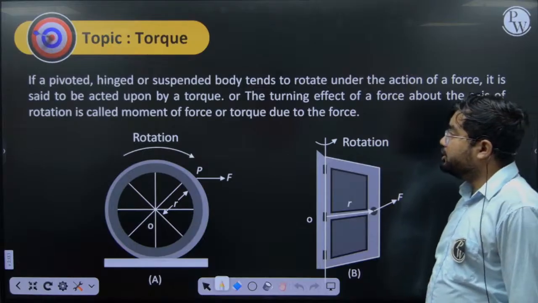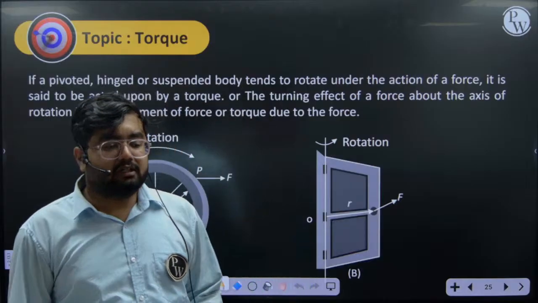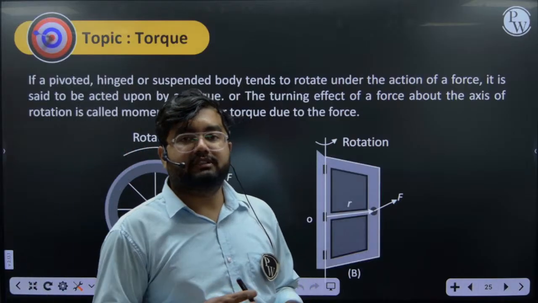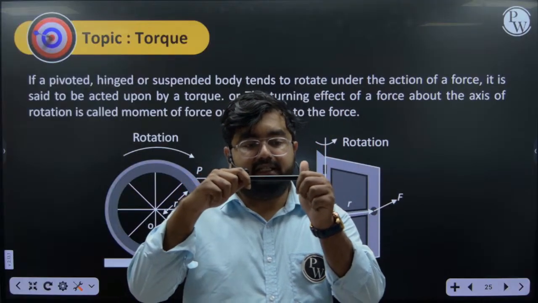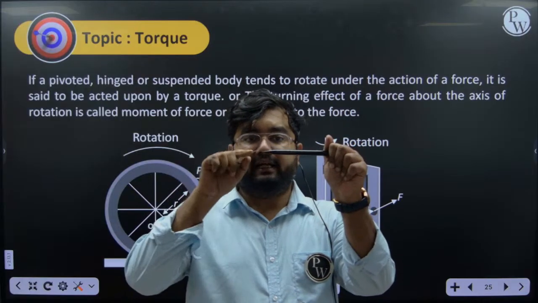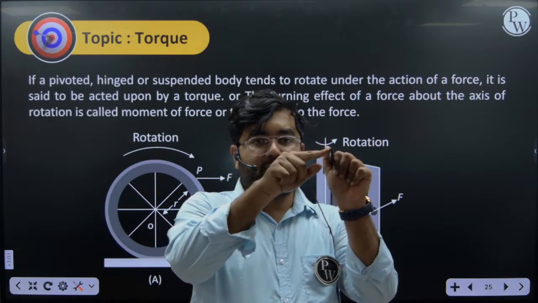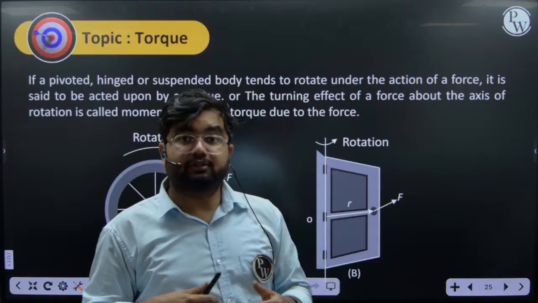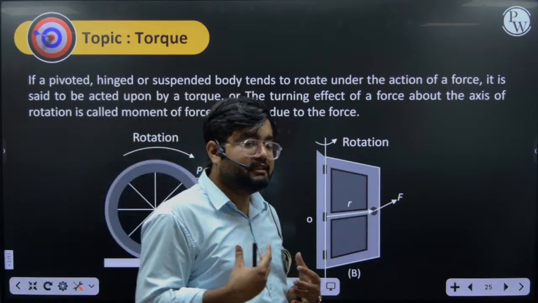Next is torque. So what is torque? Torque is something which causes rotational effect. Suppose this pen is hinged at this end and I apply some force. So this pen will try to rotate, right? This rotational effect is created by something called torque.